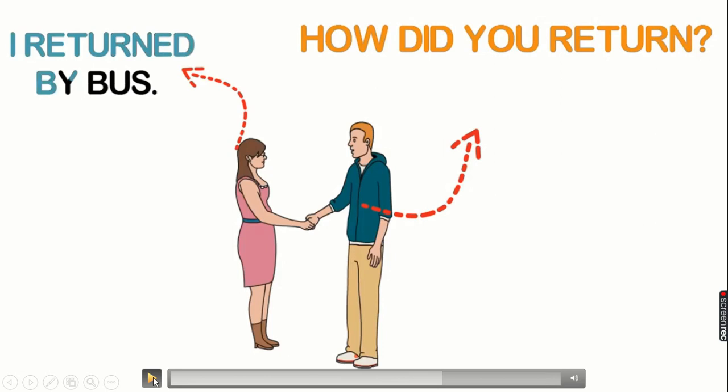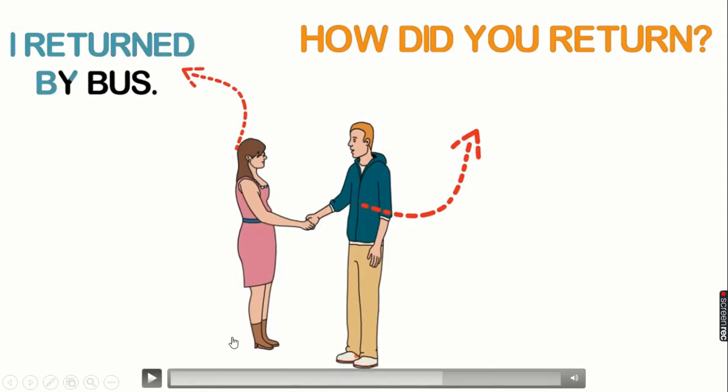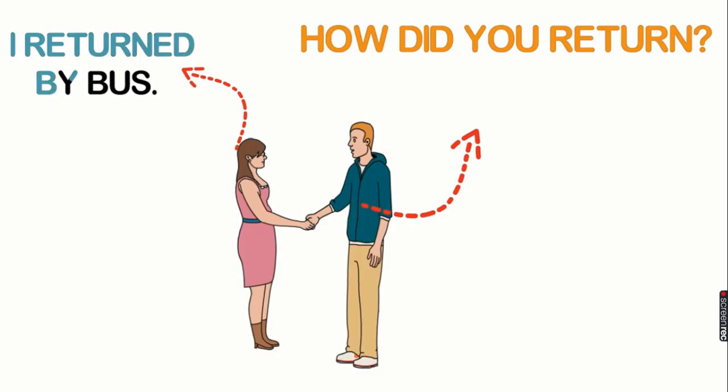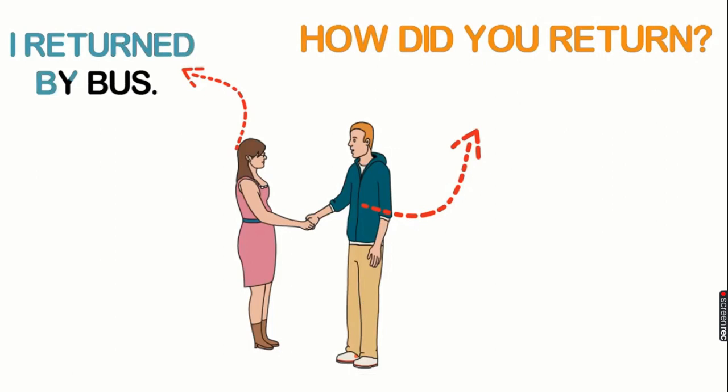I returned by bus. How about you guys? How do you return from Shanghai? By car, by train, or by Didi? I usually take the train, and then take the van. Okay, so those are some examples we got from the video, and we're able to correct some sentences.